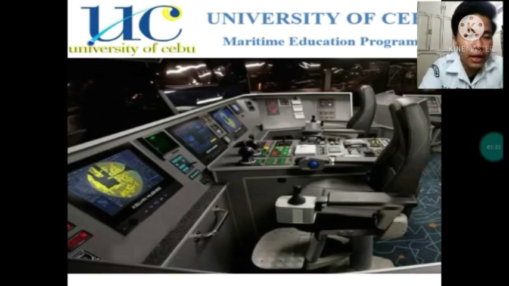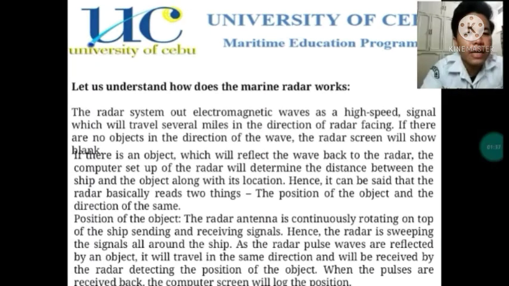As you can see, this is the actual look in the ship. So, let us understand how the marine radar works. The radar system sends out electromagnetic waves as a high-speed signal which will travel several miles in the direction the radar is facing. If there are no objects in the direction of the wave, the radar screen will show blank. If there is an object which will reflect the wave back to the radar, the computer setup of the radar will determine the distance between the ship and the object along with its location.